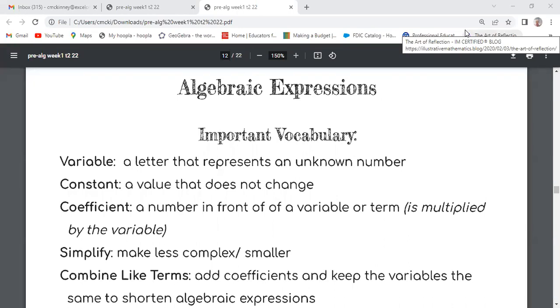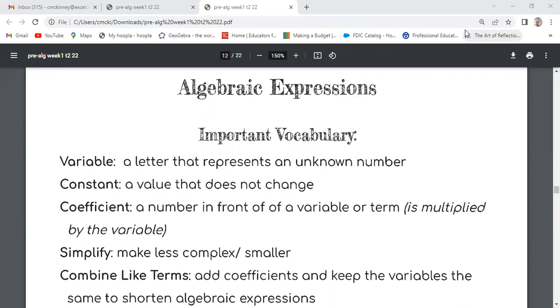Hi students, it's day 2 of pre-algebra, and today we're going to talk about algebraic expressions. And so there is some important vocabulary. If you've been at the Excel Center for long and you have taken Math Foundations, this may be review for you. But for some of you, it may be new words, new language, new vocabulary. And so I want to be sure that we are all on the same page. So hopefully we understand one another.